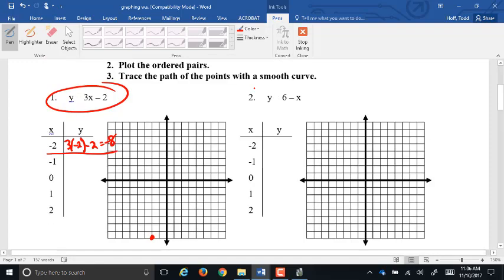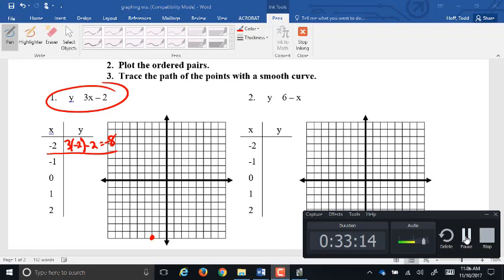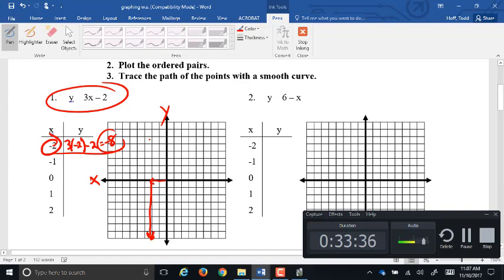What's that? Okay. Are you getting the axes mixed up? Yeah, because -2 here is going to go this way. This is the -2, and then -8 goes down that way. X goes side to side, Y goes up and down.